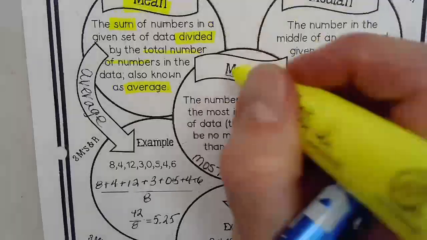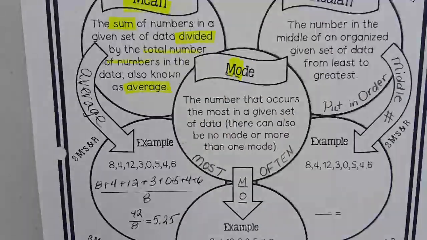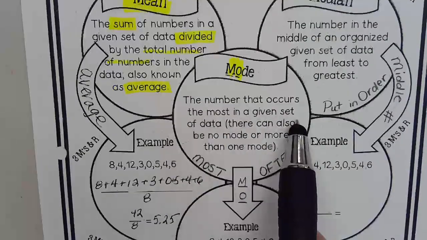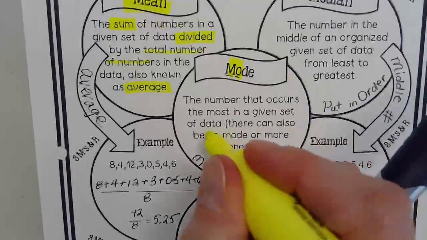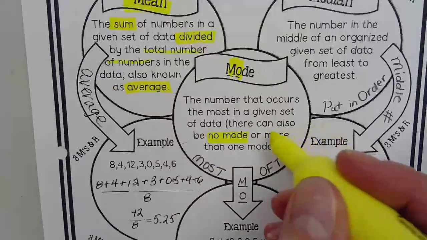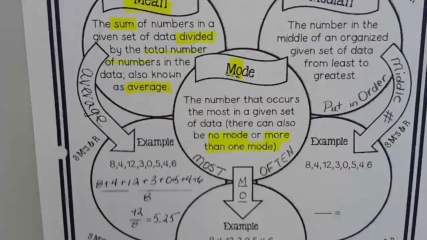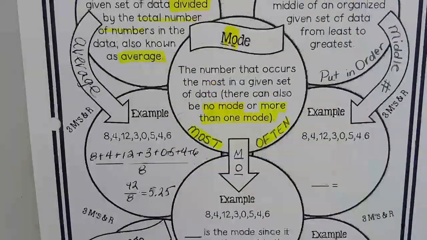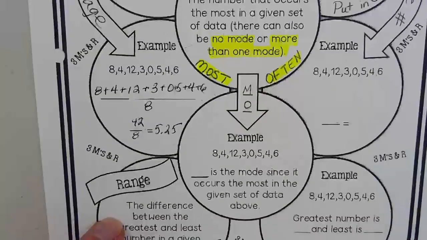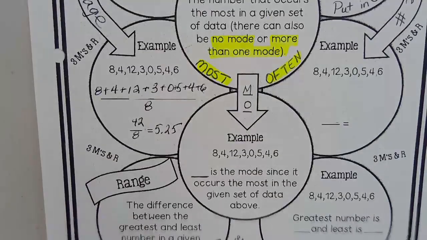Notice these two are underlined. Mode. It is the number that occurs most often in a set of data. You can have no mode, or you can have more than one mode. But it needs to be most often, the MO. So looking at our list again, which number occurs most often?